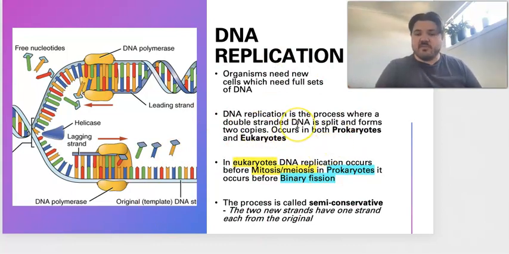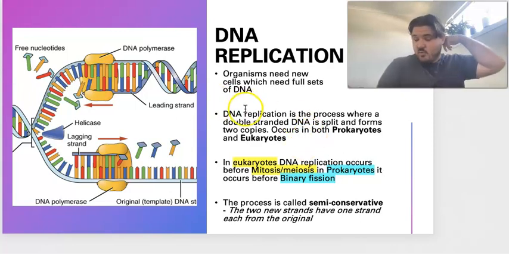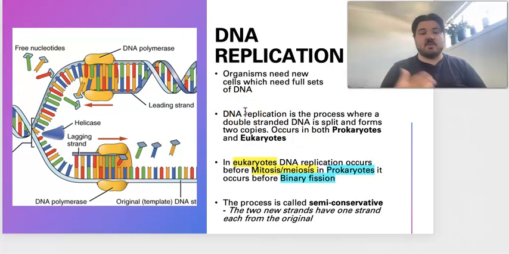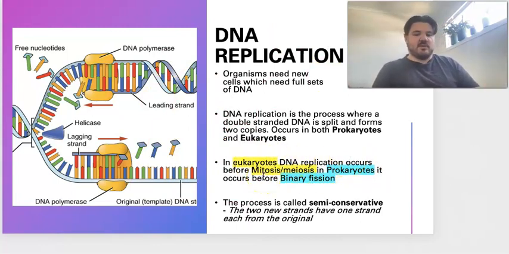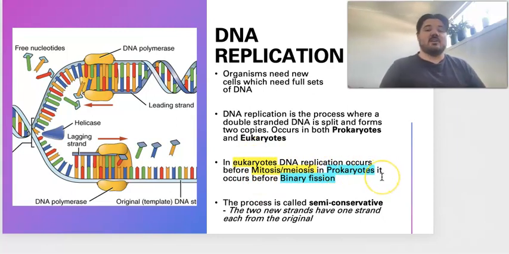So just reading off here for a second, DNA replication is the process where a double-stranded DNA is split and forms two copies. This occurs in both prokaryotes and eukaryotes. Okay, so this process of replication will occur in both prokaryotes and eukaryotes because both those types of cells divide and make new cells, and so it's important that they have full sets of DNA. DNA replication occurs in eukaryotes before mitosis and meiosis, whereas in prokaryotes, it occurs before binary fission. And if you remember from year 10 or 11, that's the difference between how a prokaryote divides and a eukaryote divides.